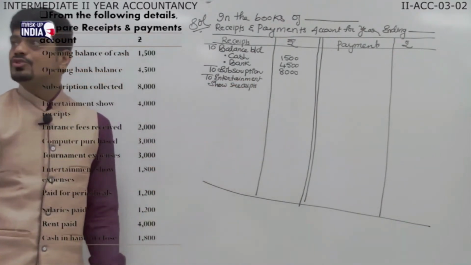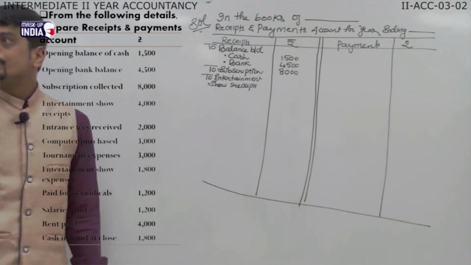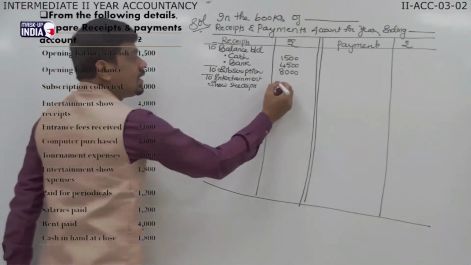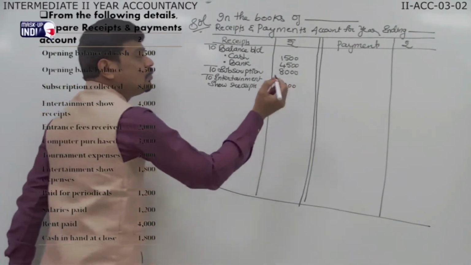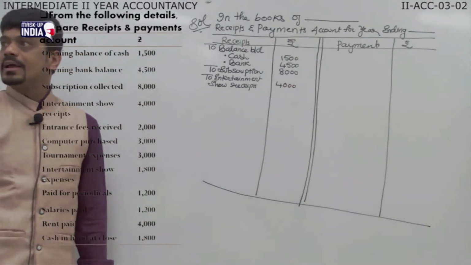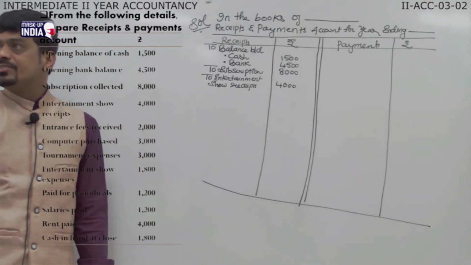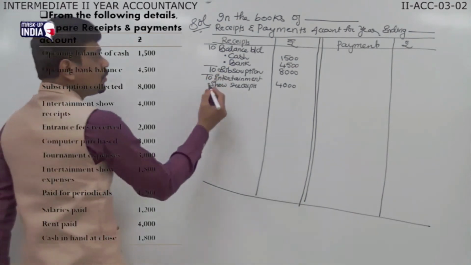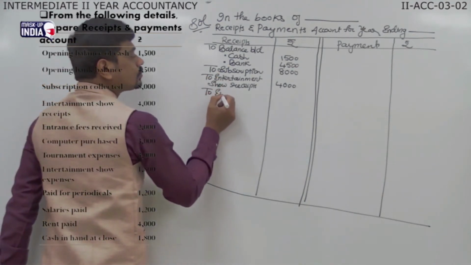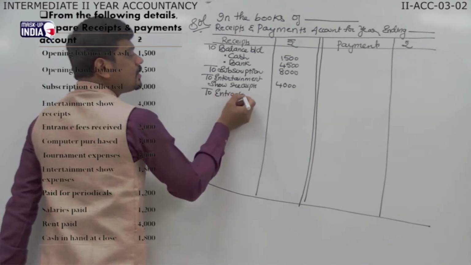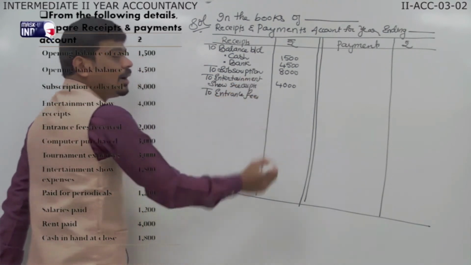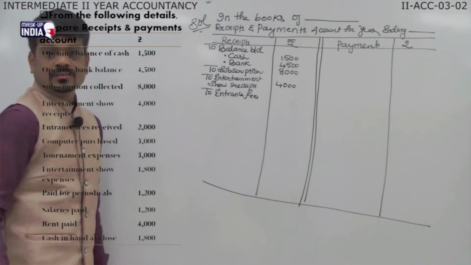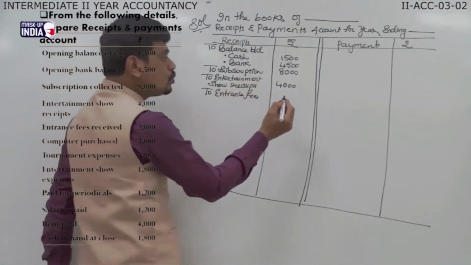The only thing is we should know which item should be posted on which side. And the amount is 4000. Followed by entrance fee received. Again, the entrance fee received is a receipt. So, to entrance fees. The amount of entrance fees is rupees 2000.